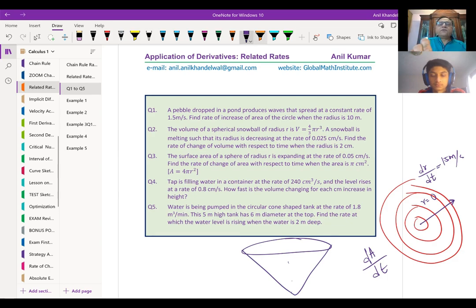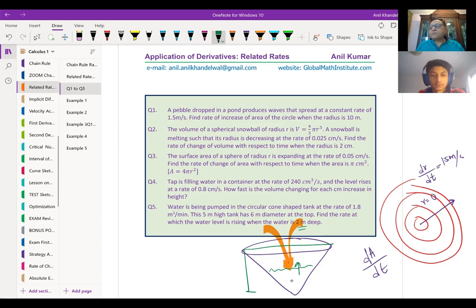So in this tank, we are filling in the water. Water is being pumped into a circular tank at this rate, 1.8 meter cube per minute volume. This 5-meter tank has a 6-meter diameter. So we have given you the dimensions of the tank, right? This is 6 meters and this height is 5 meters, at the top, right? Find the rate at which the water level is rising when the water is 2 meters deep. So at this instance, you have to find the rate of change in height. You get the idea?